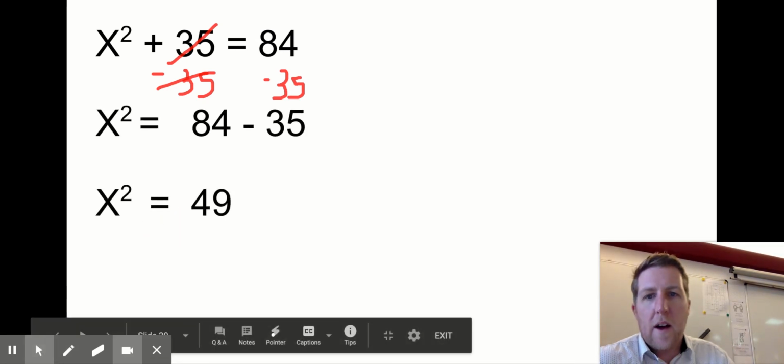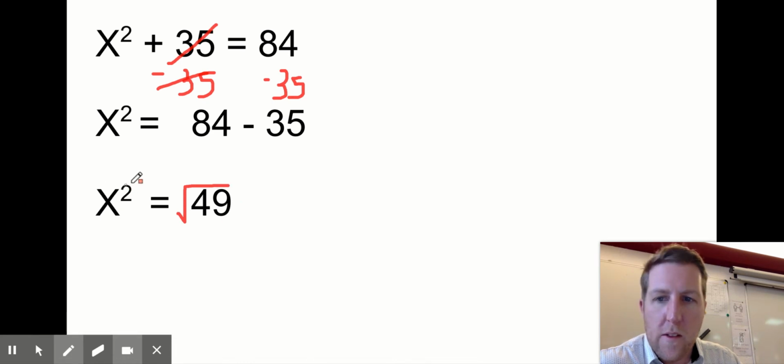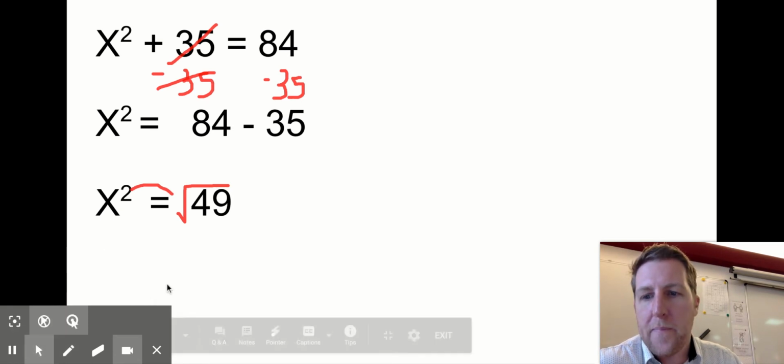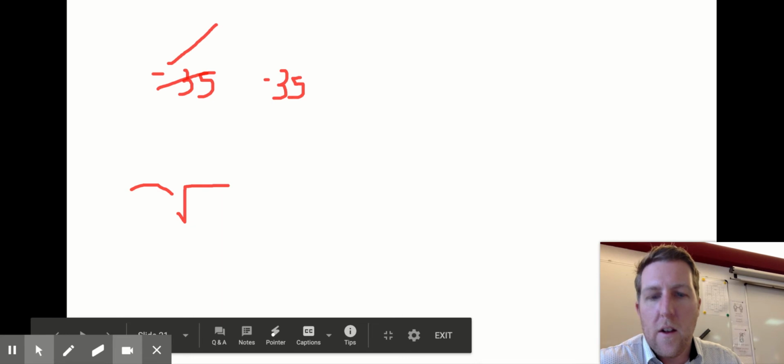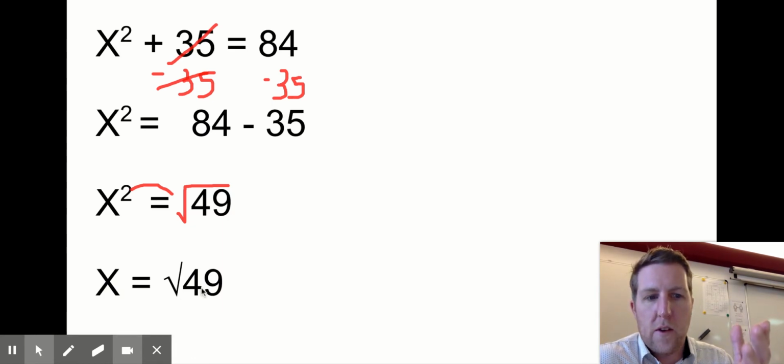Now we're back to the situation we had in the last question, where we need to take the square root of 49 in order to bring this squared over to this side of the equation. Then we're just left with x. And of course the square root of 49 is 7.